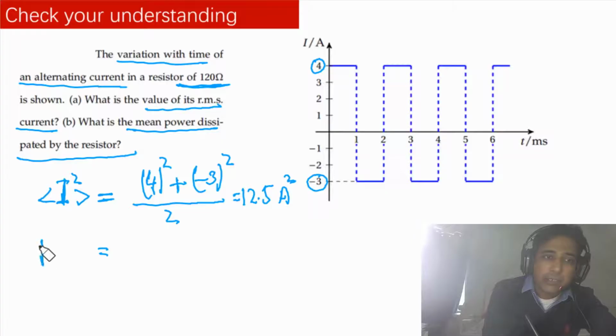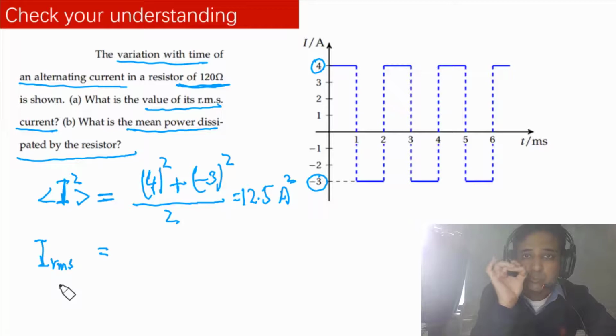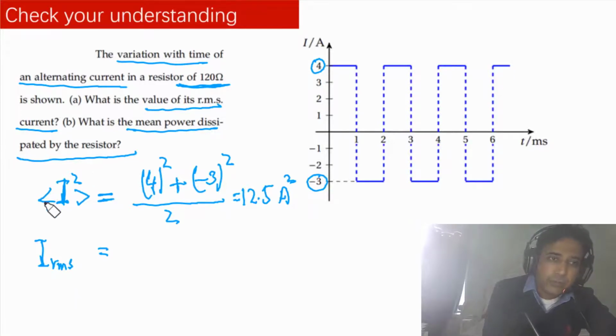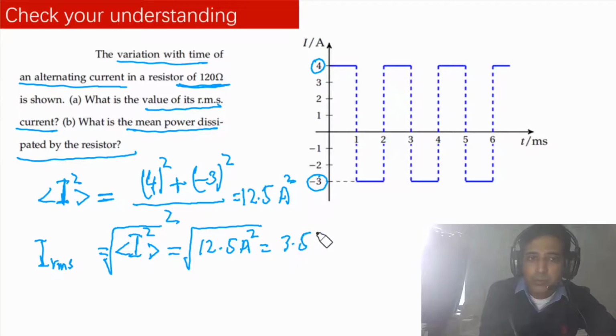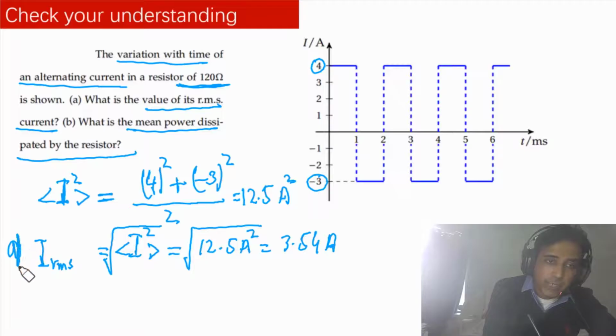So how can we calculate IRMS? IRMS means root mean square, so simply we have to take the root of this one. We have mean square, and if you take the root of this, this is root mean square, meaning this is IRMS. The value of mean square we have is 12.5 amps square. Now simply we have to take the root of this, and we will get about 3.54 amps. So this is the value of IRMS. Part A we have answered.